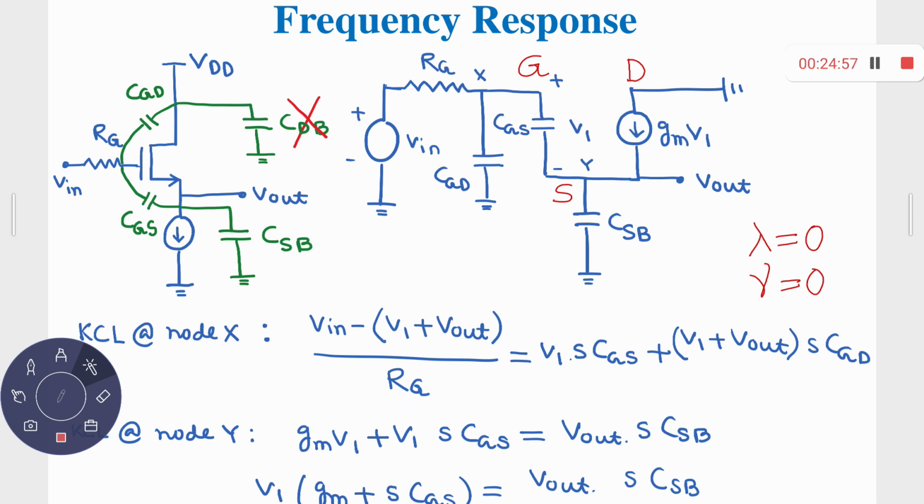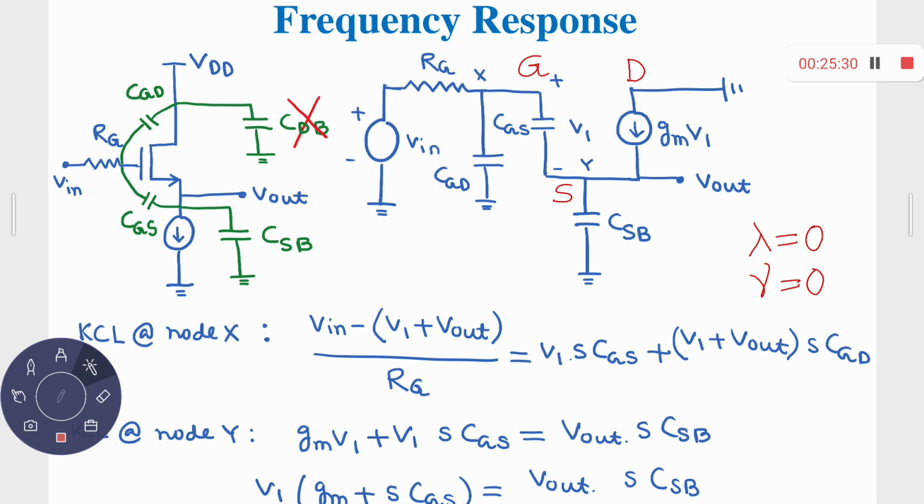This current is entering. Suppose it is divided into two segments. One is through CGS, where the voltage difference is V1. What is that current? It should be V1 times SCGS. And once again, this voltage is V1 plus V out, and you have CGD, so the current is V1 plus V out times SCGD. So you have applied KCL in node X.